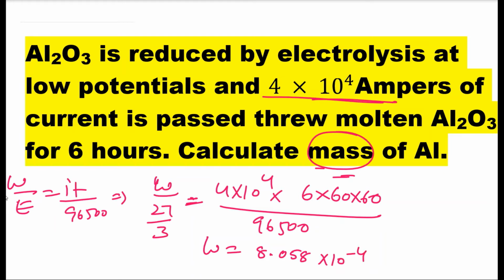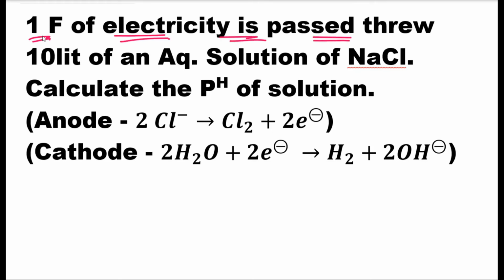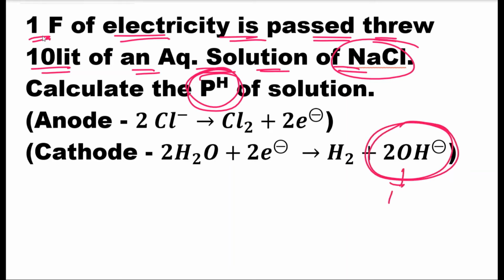You can understand. Okay, so next problem. What is that next problem? This is a very simple and easy problem. 1 Faraday of electricity is passed through 10 liters of aqueous solution of NaCl. Calculate the pH. First of all, you can see here the solution is basic. Why is the solution basic? Because OH minus ions are produced. That's why the solution is basic.